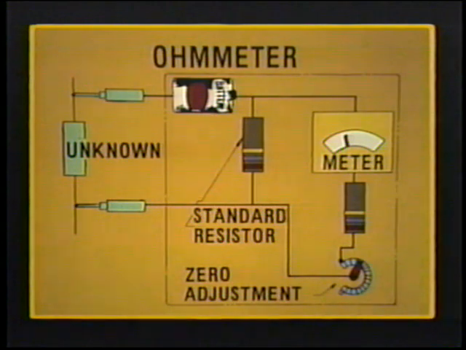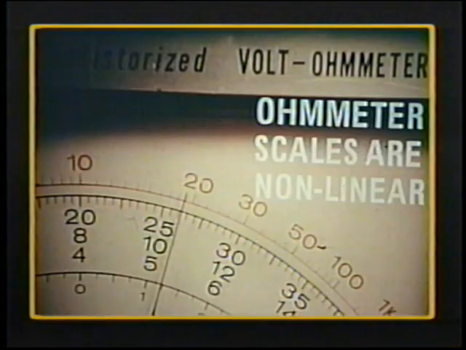Ohm meters are handy measuring instruments having a self-contained voltage source. They measure resistance by the amount of current a known voltage will force through it. Ohm meter scales are nonlinear. That is, the numbers are bunched up on the high end. Always select a range that gives a reading in the center third of the dial.